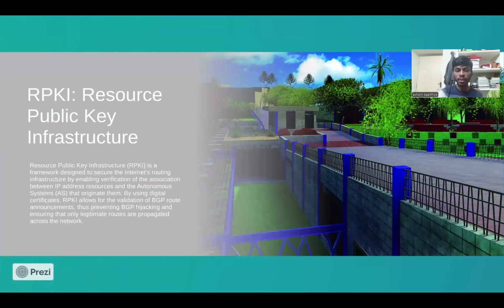So, Resource Public Key Infrastructure. RPKI is a framework designed to secure the internet routing infrastructure by enabling the verification of the association between IP address resources and the autonomous system that originates them. By using digital certificates, RPKI allows the validation of BGP routes, thus preventing BGP hijacking and ensuring that only legitimate routes are propagated.